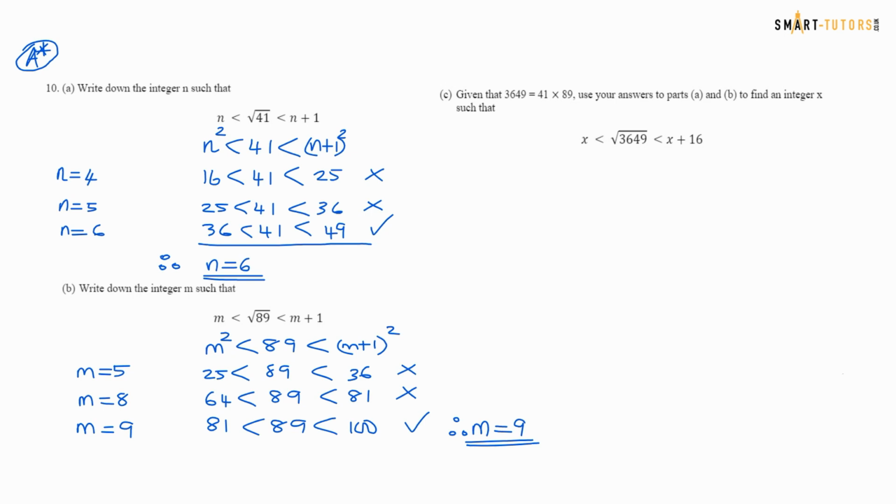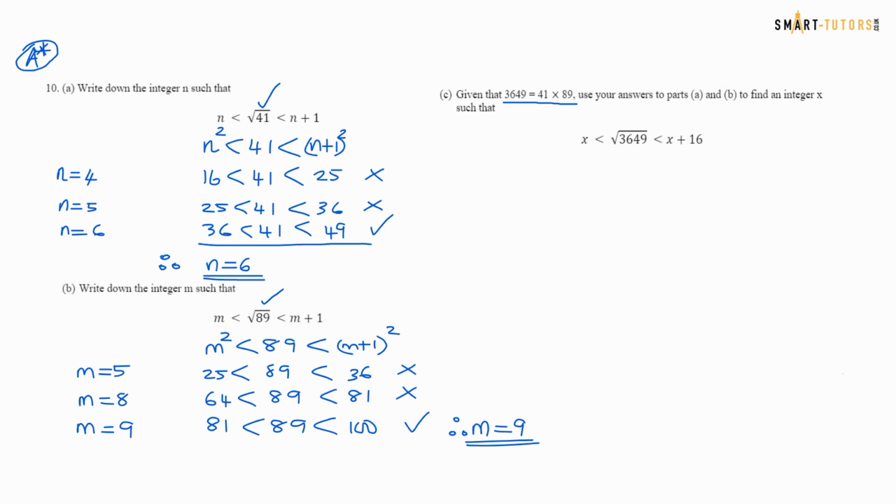Assume this question is a non-calculator paper, right? So you can't use the calculator, so you have to use your number knowledge and mental maths. Now they are given that 3649 equals 41 times 89, that gives a little bit of a clue for me. 41 and 89 appeared in the first 2 questions. Use your answers to parts A and B to find an integer x such that x is less than the square root of 3649, less than x plus 6.